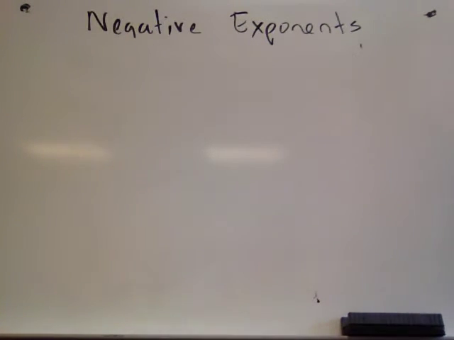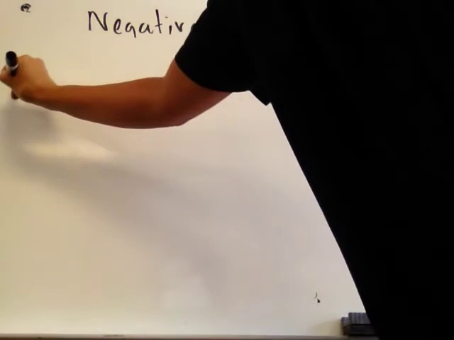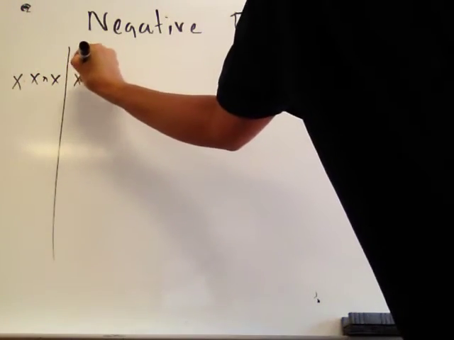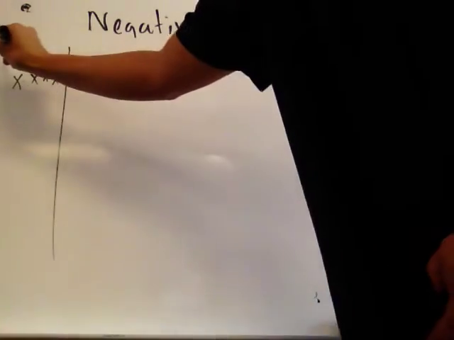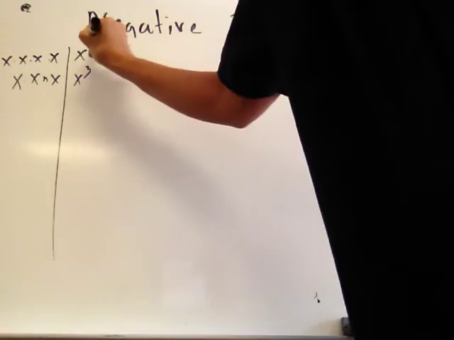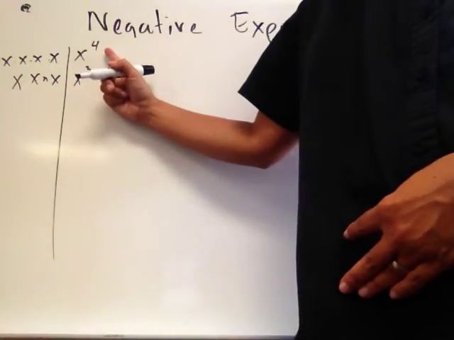And let's take a look at where negative exponents might come from. So let's say we have x times x times x. That's just x to the third, right? If I do it again, if I want to go up one, x times x times x times x, that's going to just simplify to x to the fourth. So if I multiply, I'm going to just get the next number up.